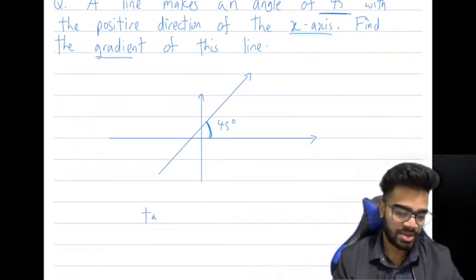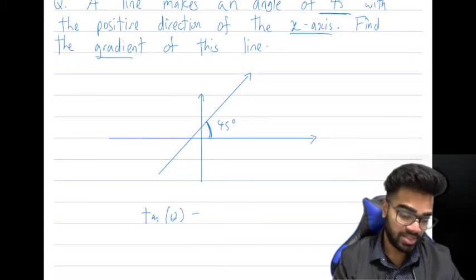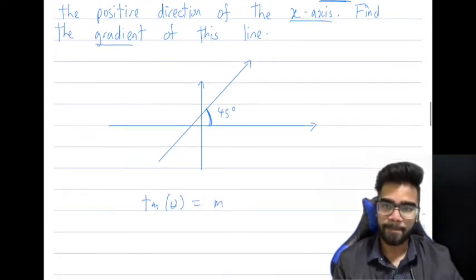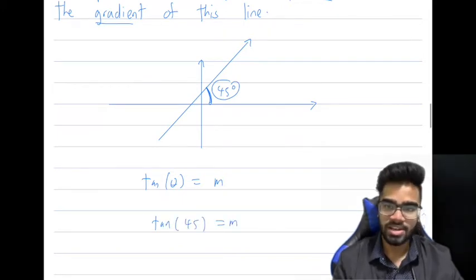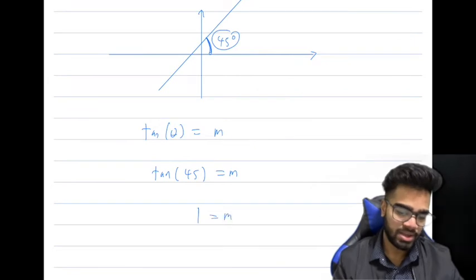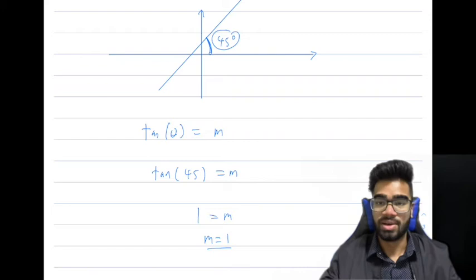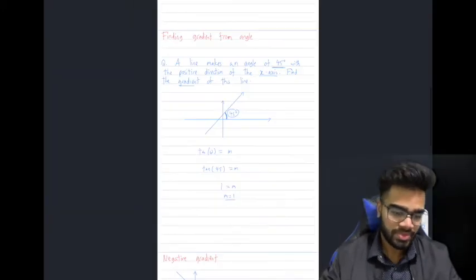So well, it's still the same equation. The equation is tan theta is equal to m. So instead, this time we have theta. So we have tan of 45 degrees is equal to m. Type that into your calculator, you'll get 1 is equal to m. So m, our gradient is 1. Simple as that, guys. That's our answer. All right, let's keep going.